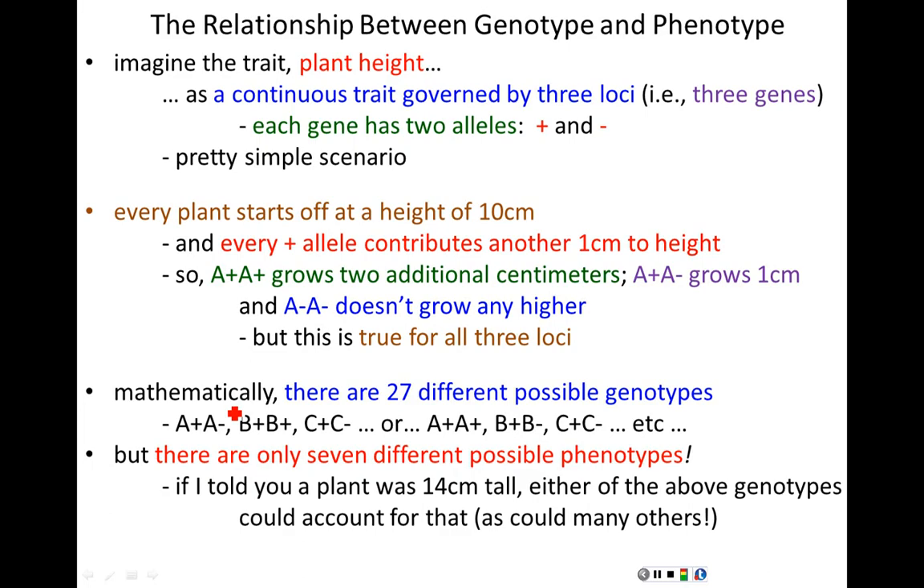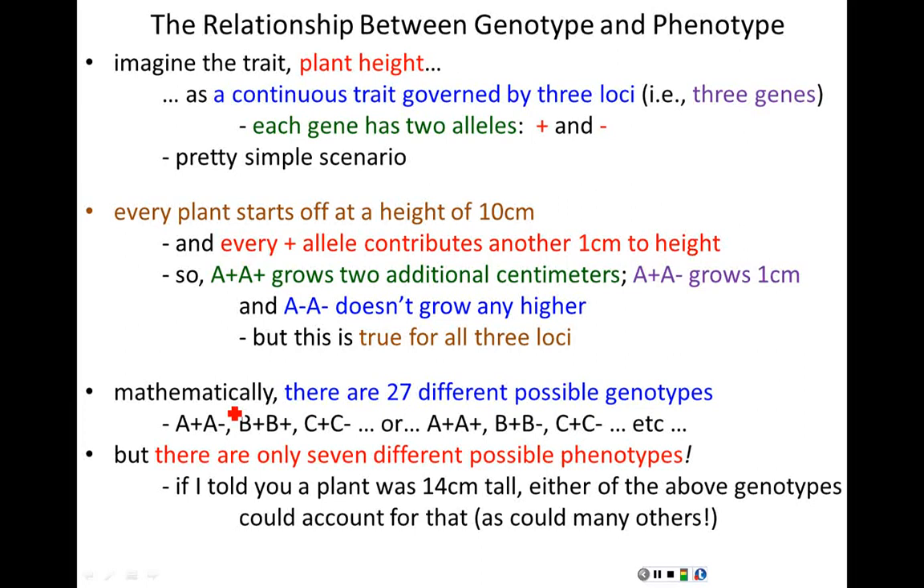Why? How could that be? Well, imagine I told you that there was a plant that was 14 centimeters tall. Okay? 14 centimeters tall. Well, you start off 10 centimeters tall, and you gain another centimeter with each positive allele. So you know from this that there are 4 positive alleles in this plant. That's how you got the 4 extra centimeters on top of the 10.